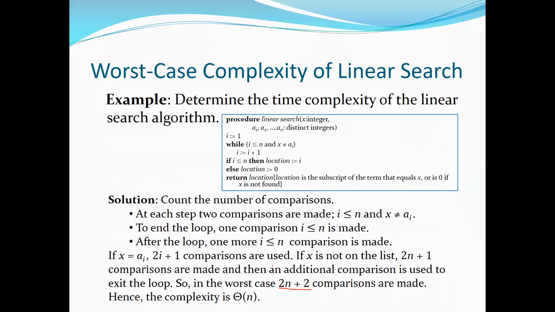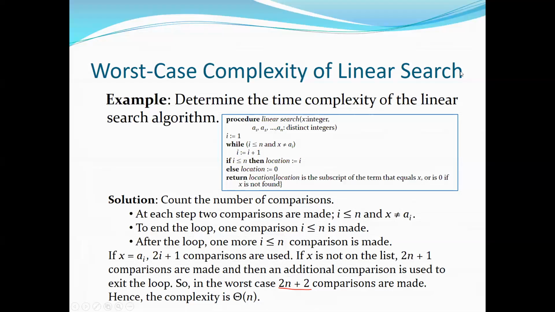But what happens if we find the element in the middle, maybe at the second position, or third, fourth, fifth, sixth, or n minus 1th position? That means the number of comparisons varies, and there is an equal chance for every position that this comparison is performed, right? So just wait.